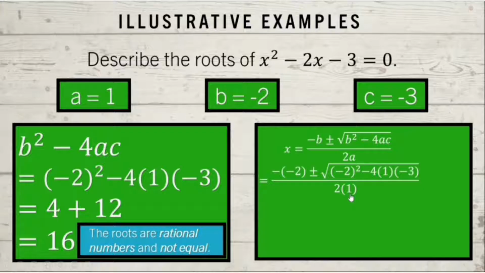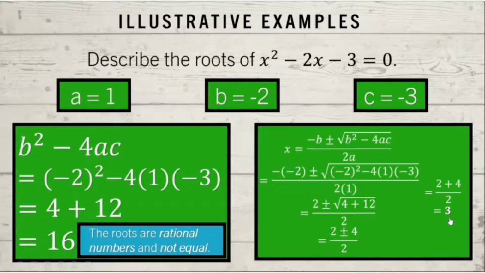And then perform the operation. We will be having 2 plus minus square root of 4 plus 12 over 2. And then simplify square root of 4 plus 12, which is the square root of 16, or that is 4. Therefore, we will be having 2 plus minus 4 over 2. And then separate the two operations. We will have 2 plus 4 over 2, or that is 3. And then we also have 2 minus 4 over 2, and that is negative 1.